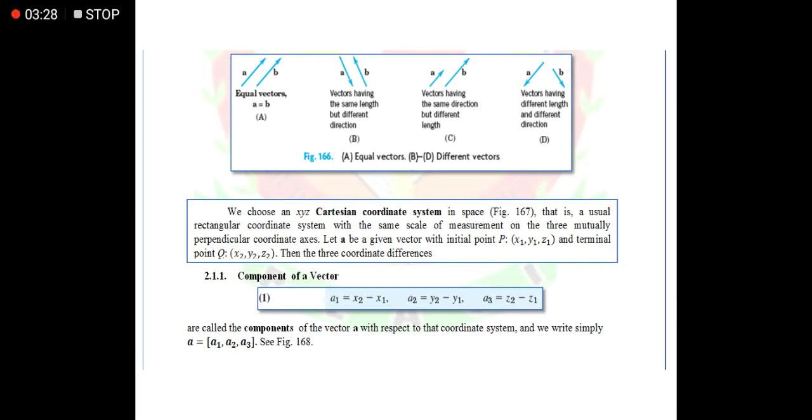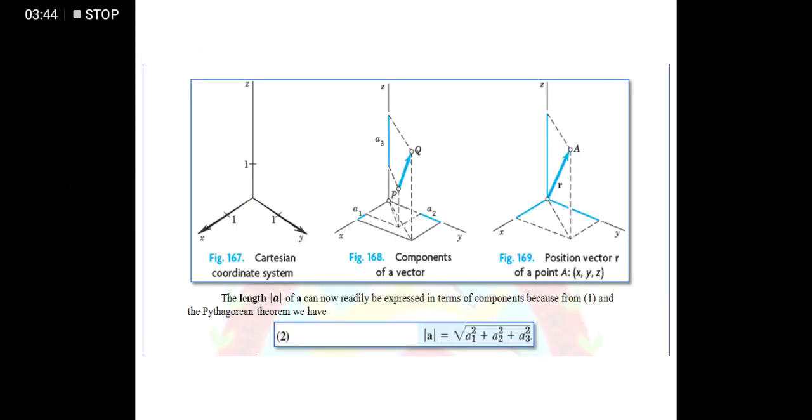So as you can see here, yung equation number 1 natin, a1, yung component 1 niya, or a1 niya is x2 minus x1. Saka yung component number 2 niya is y2 minus y1. Component number 3 is z2 minus z1. Okay? So yun siya. Then naka-indicate din siya dito actually sa Cartesian coordinate natin.